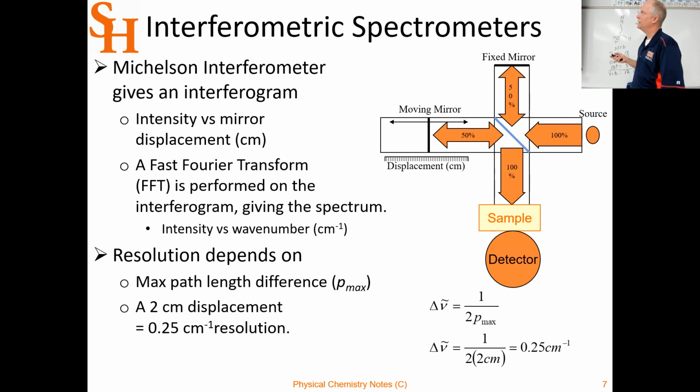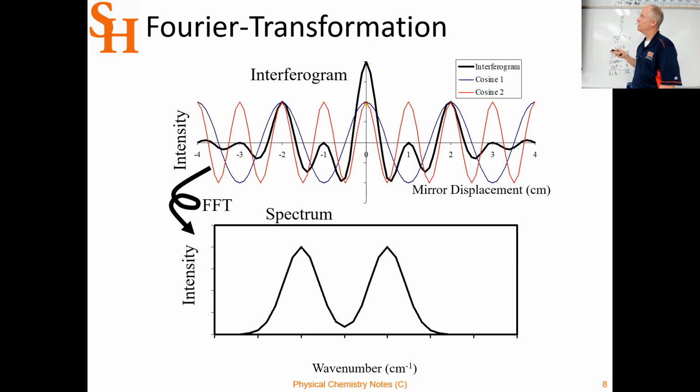The nice thing about this is 100% of the light goes through the sample, and so we don't have any slits. So we never, for high resolution, have to reduce our slits. For high resolution on the interferometer, we just increase the mirror displacement. And so let me show you how this mirror displacement business works. So here's an interferogram up here.